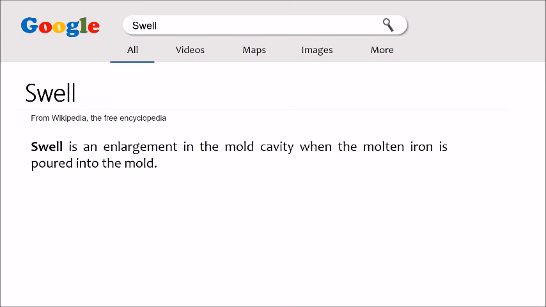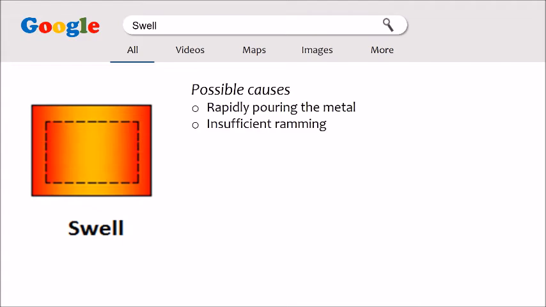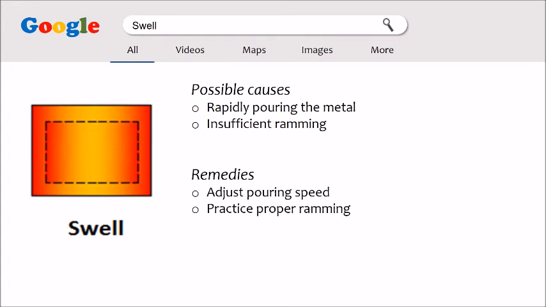Swell. It is an enlargement in the mold cavity when the molten iron is poured into the mold. For the possible causes, we have rapidly pouring the metal, insufficient ramming. And for the remedies, we could just adjust the pouring speed and practice proper ramming.